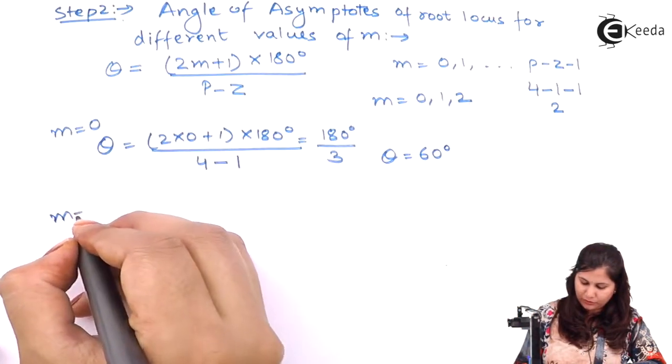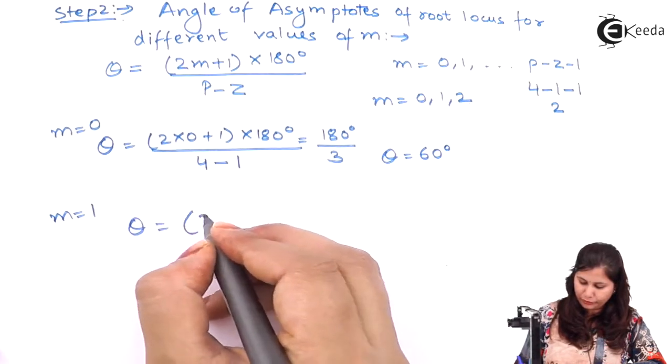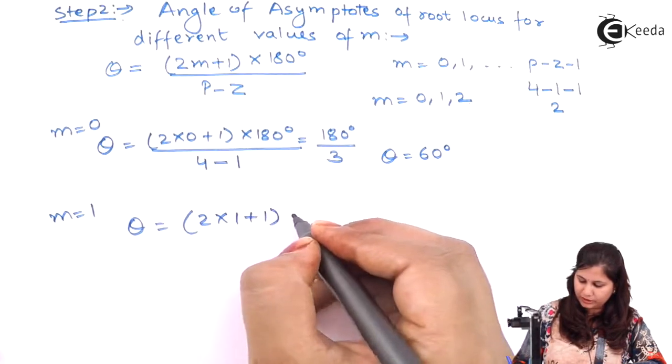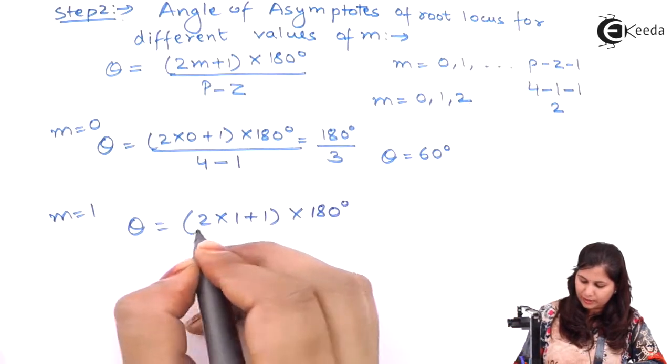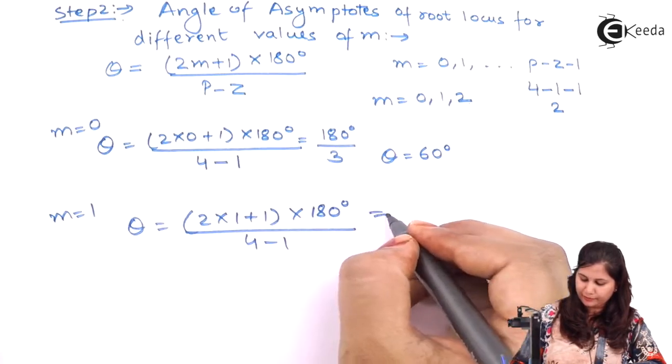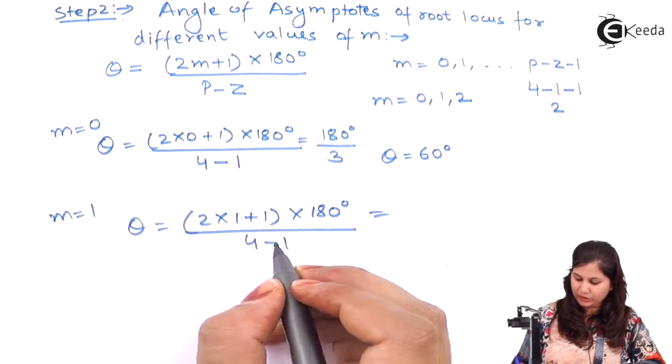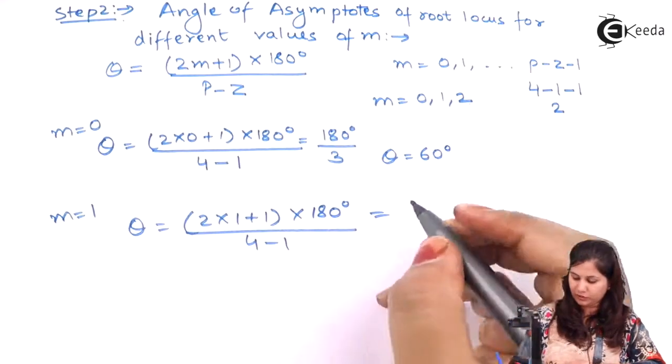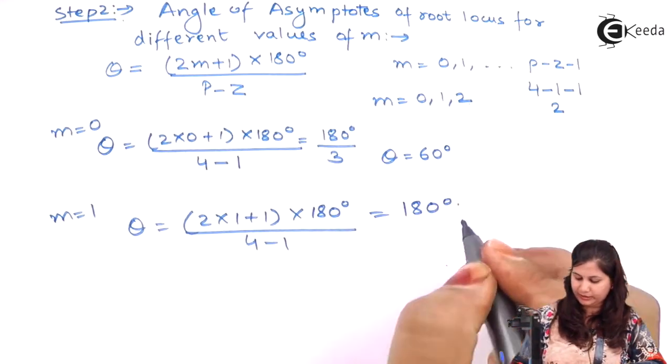Then we have m equals to 1. So theta will be (2 into 1 plus 1) into 180 degrees upon 4 minus 1. So 2 into 1 plus 1, that is 3, and this is 4 minus 1, 3. So our angle will be 180 degrees.